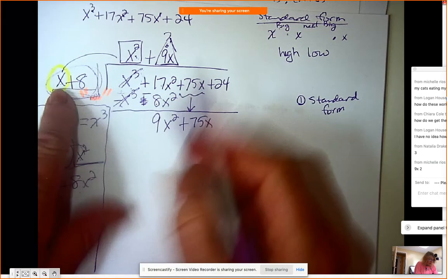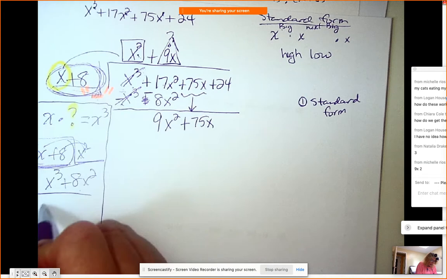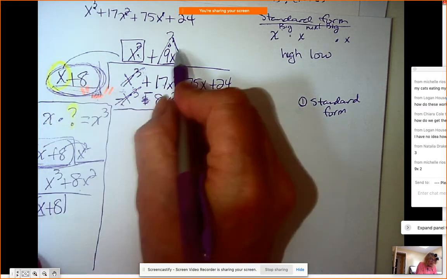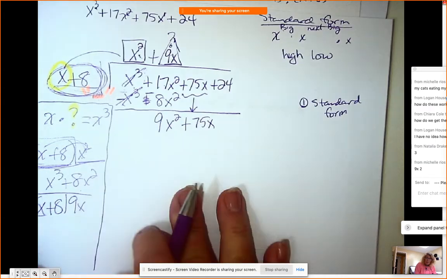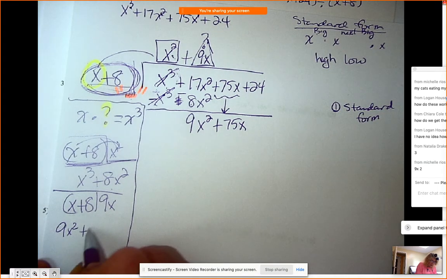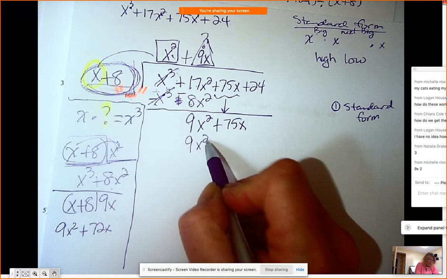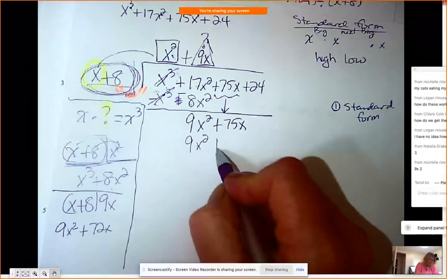Yes. So now I go over here and I say, I know I got to take this whole thing, x plus 8, has to multiply that 9x. Okay, so I'm going to get 9x squared plus 72x. I write that here. These should always match. If these don't match, you've done something wrong.